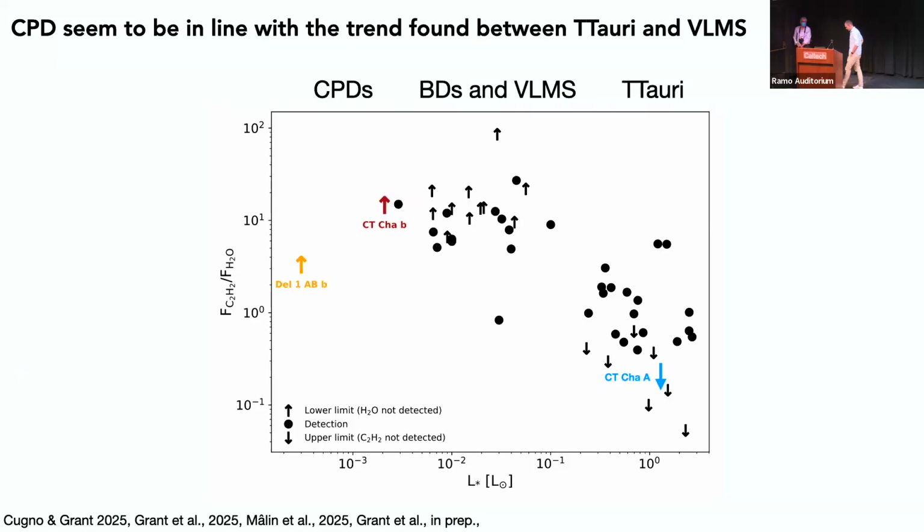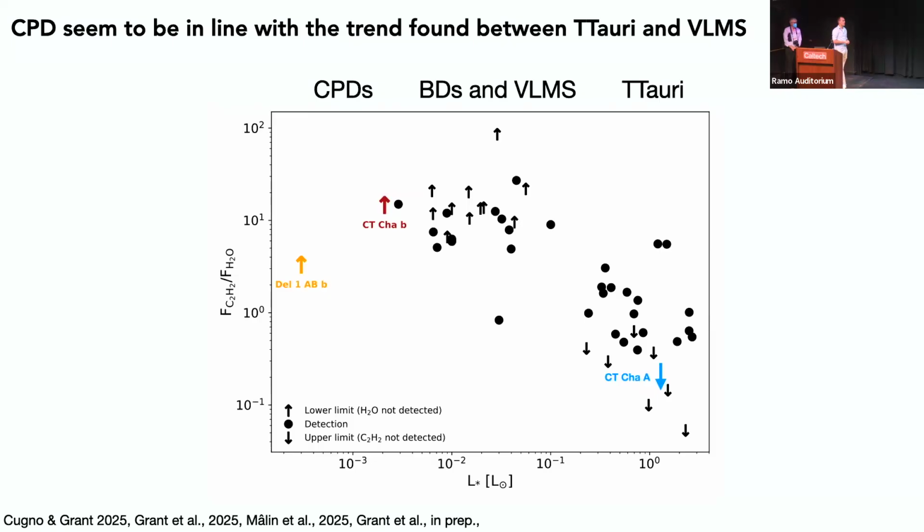It's a good question. My background is not in disks, so I'm not the perfect person to describe this. There are several scenarios that we are trying to explore. One of them is just about optical depth. When you go to lower mass stars or lower mass objects, the dust is more settled, and so you can probe deeper into the disk. And so all of a sudden you see a higher column of these hydrocarbons.